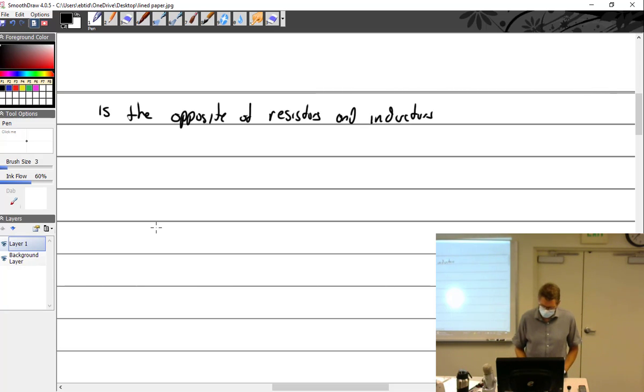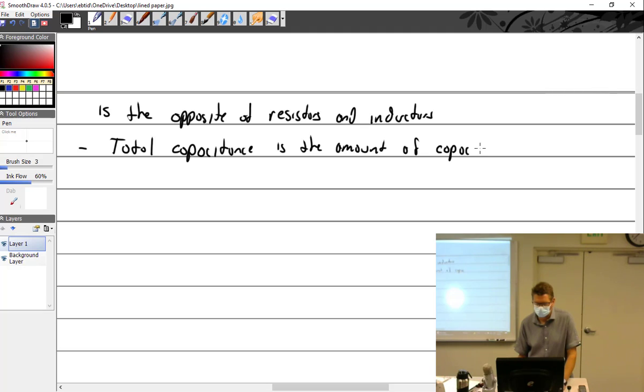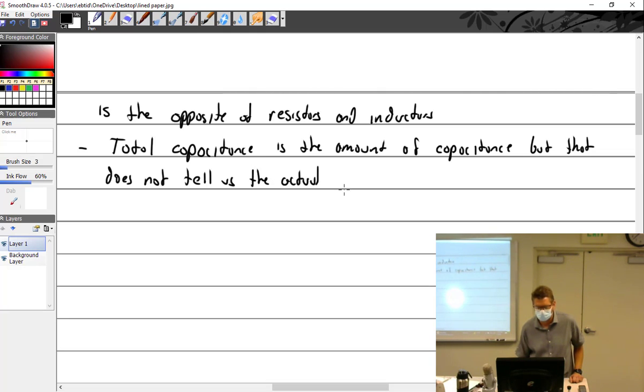Total capacitance is the amount of capacitance, but that does not tell us the actual opposition to current flow.